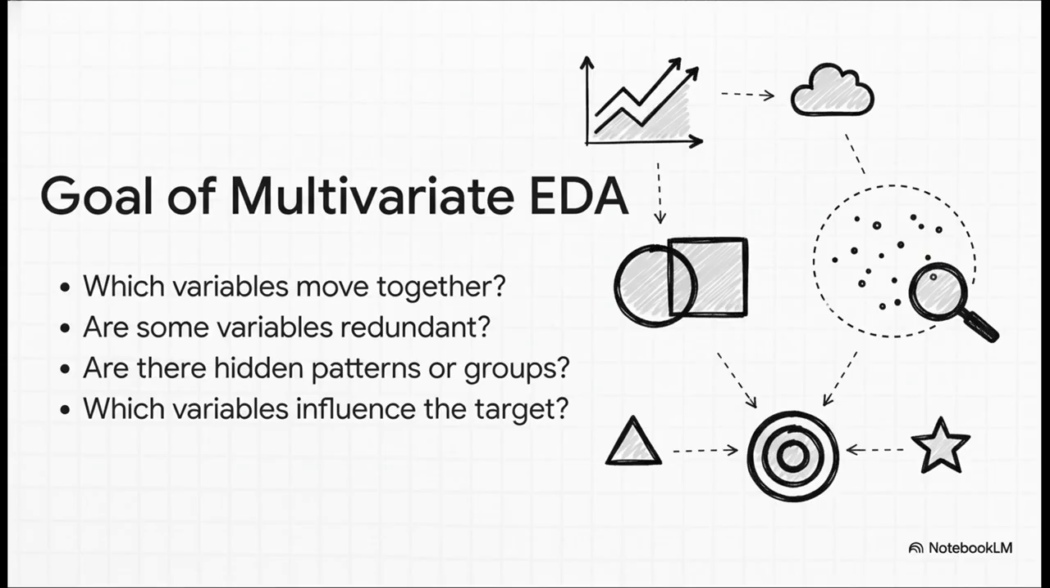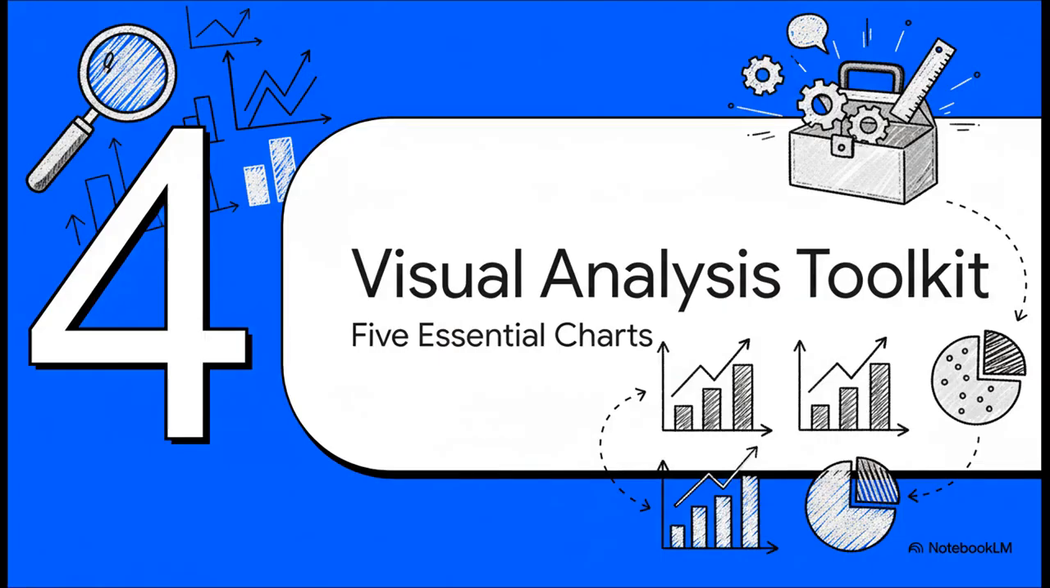Okay, do these two variables always move together? Wait a minute, are these two clues just telling me the same thing? And the big one, which of these variables actually seems to have an impact on the outcome I'm trying to solve for? To answer all of those questions, you need the right tools for the job.